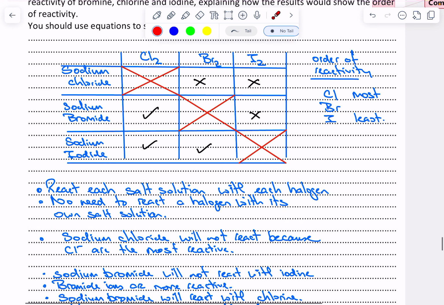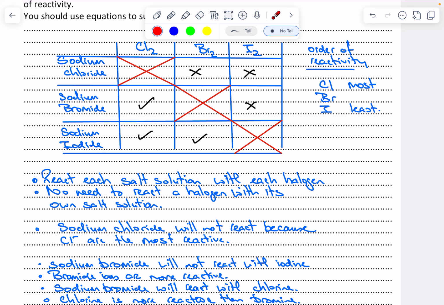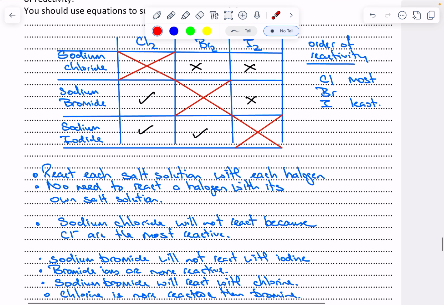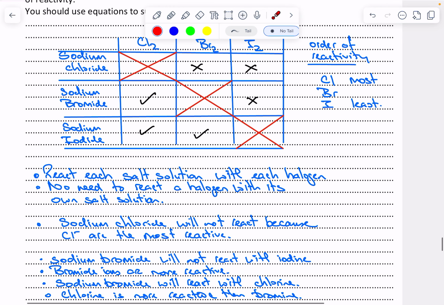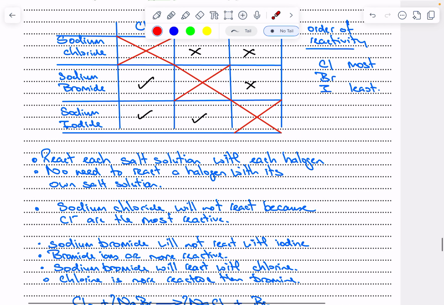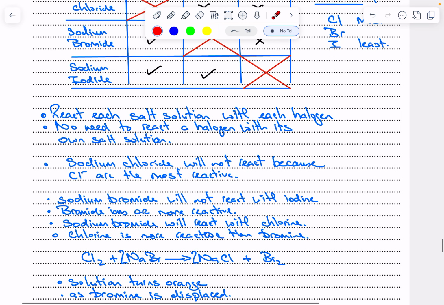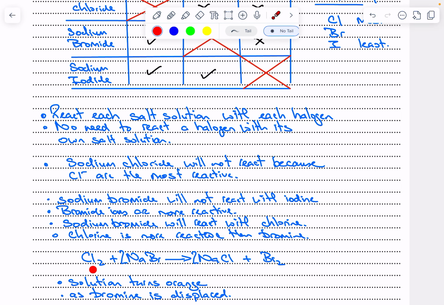The iodine will not react. So the sodium bromide is not reactive with iodine because the bromide ions are more reactive than the iodine itself. Sodium bromide will react with chlorine because the chlorine is more reactive than the bromine. And to show that, here you can see I'm then giving the equation.